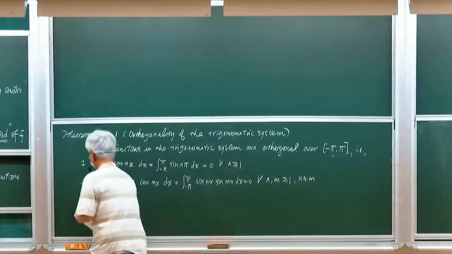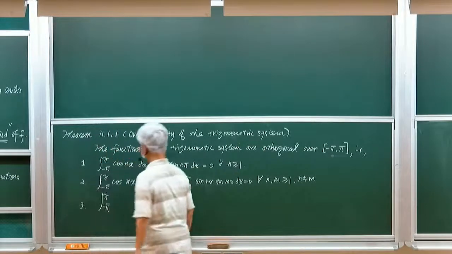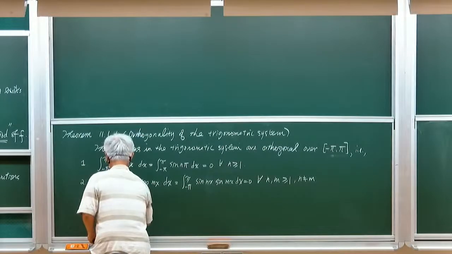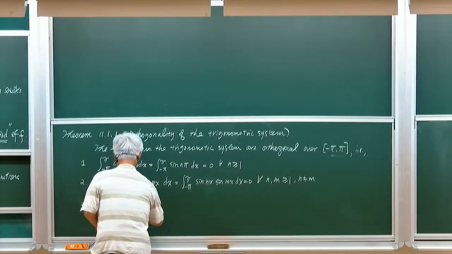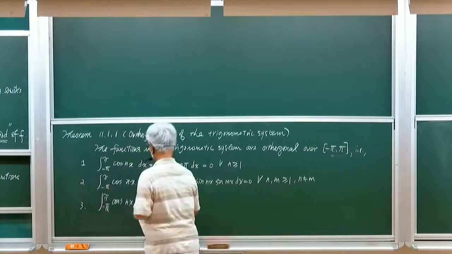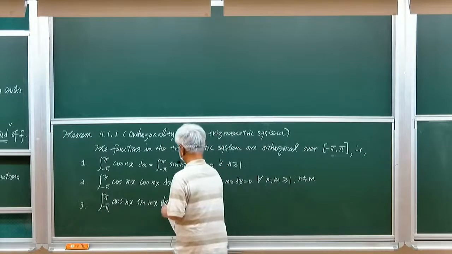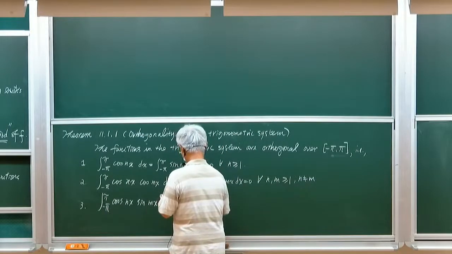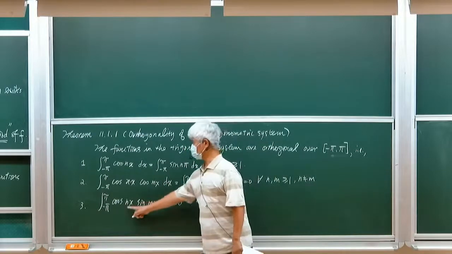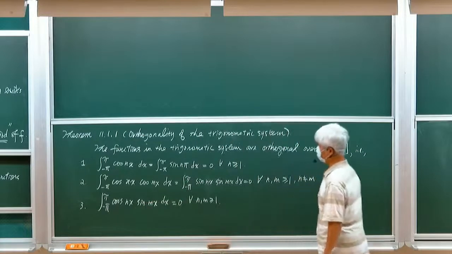The third one, if the integrand is the product of a cosine function and a sine function, right? Then this integral would be 0, okay, for all n, m greater than or equal to 1. And here, n can be equal to m, okay? It can be equal to m.